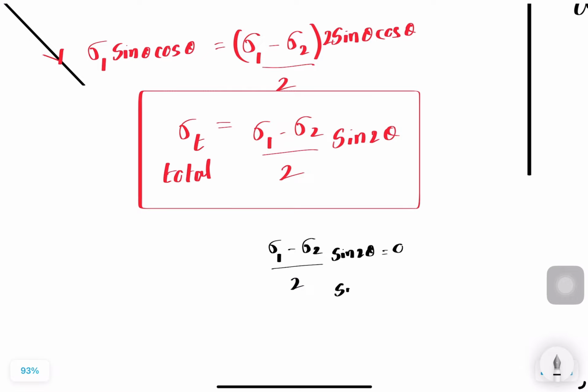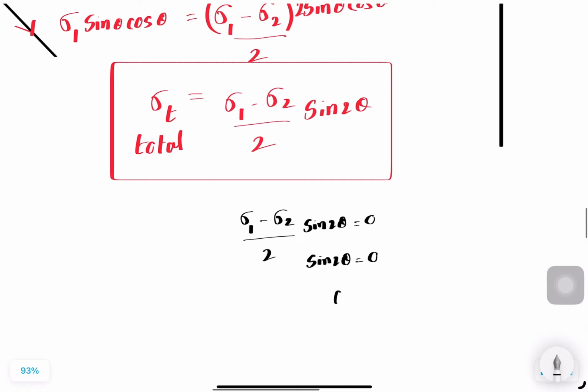So in that way, you can say sine 2 theta is equal to 0. So here again, theta is either 0 degree or theta is 90 degree. At these two planes, the value of the shear stress is going to be 0. So the place where the normal stress is maximum is also a place where the shear stress is 0. And those planes, the planes where the normal stress becomes maximum and the shear stress becomes 0, are called the principal planes.